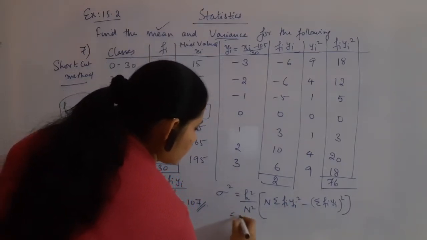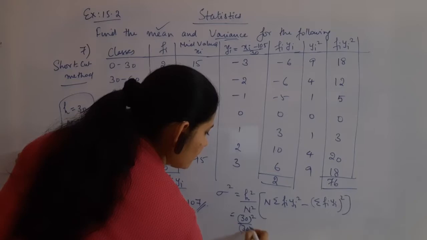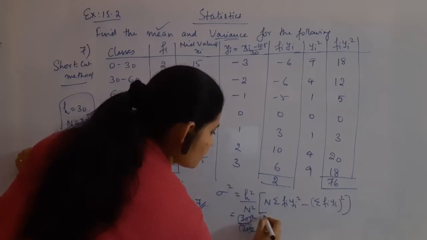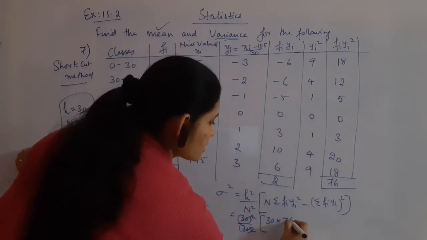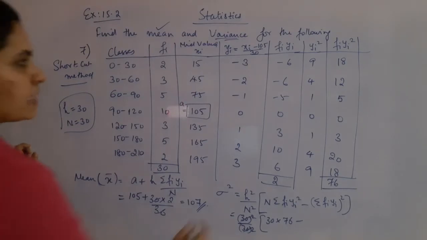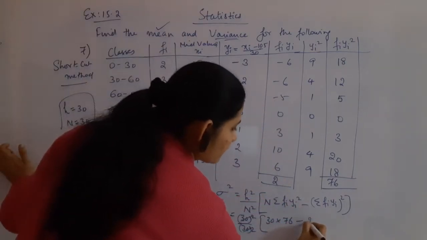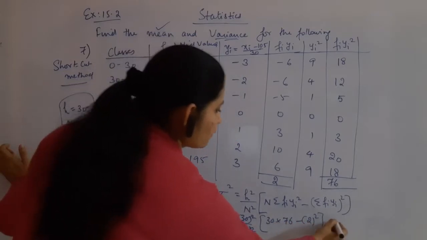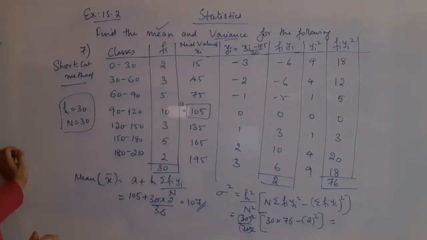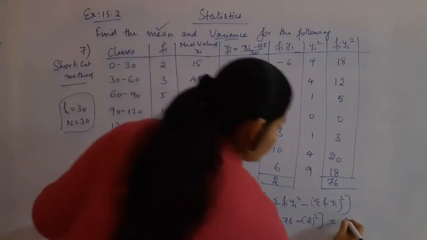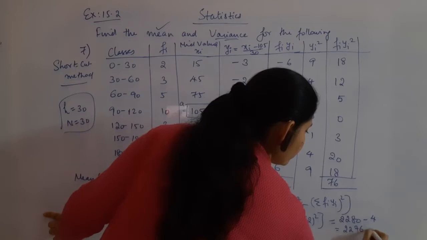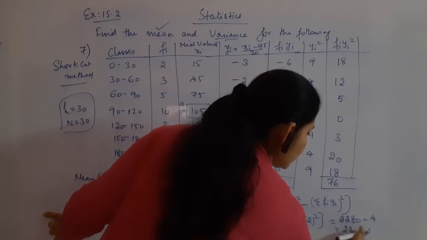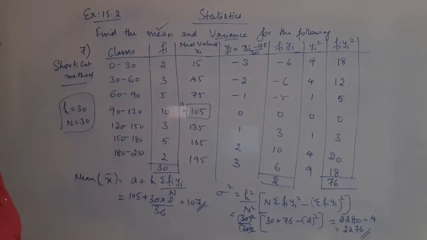30 square by 30 square again getting cancelled, into n 30 into sigma fi yi square 76 minus fi yi. Fi yi is 2, so 2 square which is 4. So you are getting only this much of value. 30 into 76 will give you how much? 2280 minus 4. So you will get 2276. Correct? So this is your variance.